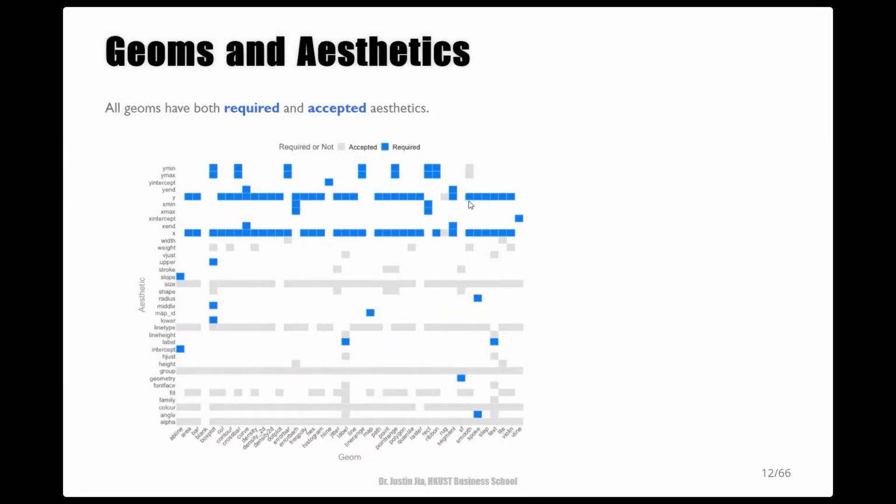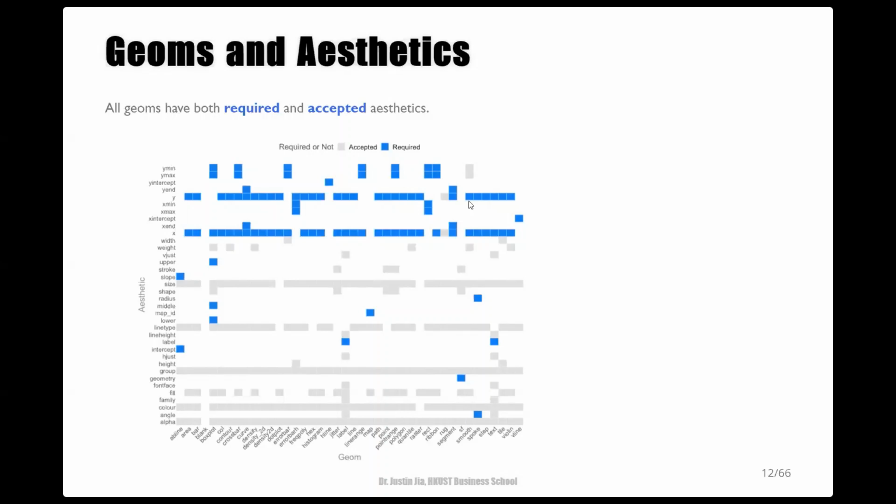And there are various aesthetics available to use. But each type of geometric shape can only display certain aesthetics. This chart gives you an idea of what aesthetics are available to what geometric shapes. Some of them are required for a geom, while others are optional. If we try to create a geom without one of its required aesthetics, we will get an error.